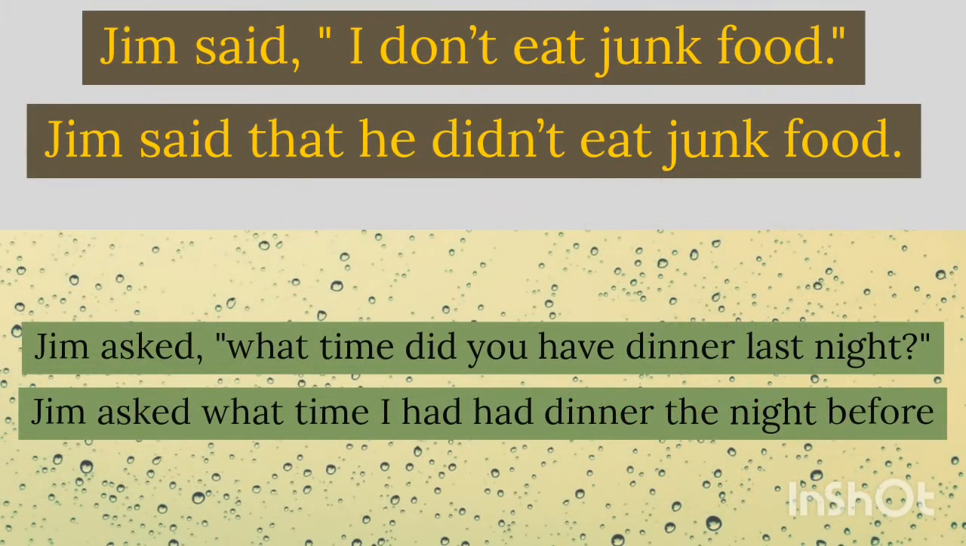In statement, Jim said, "I don't eat junk food." It's in present tense, and then we have to change it into past simple. Jim said that he didn't eat junk food. I is Jim, so we write down he, and then don't becomes didn't.